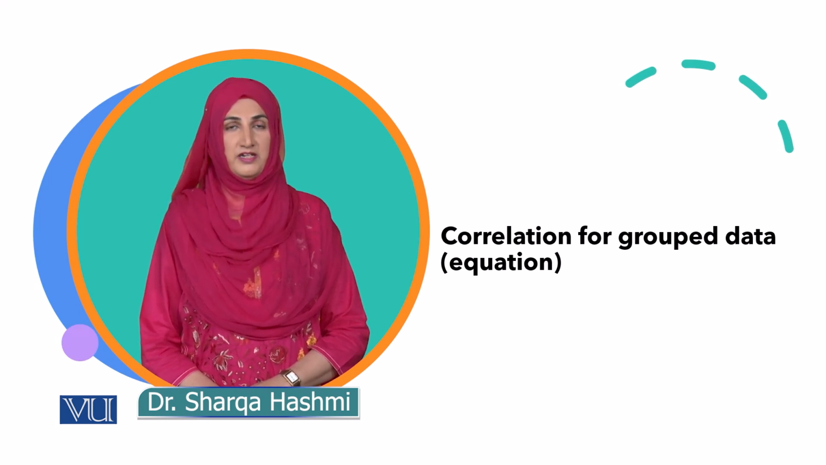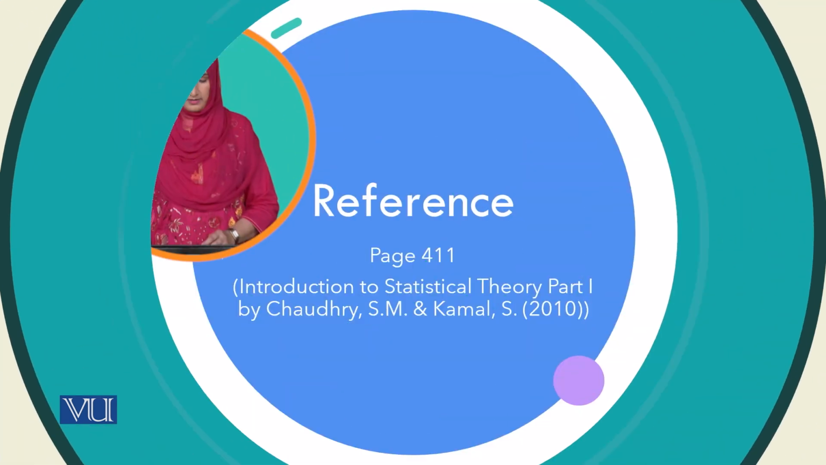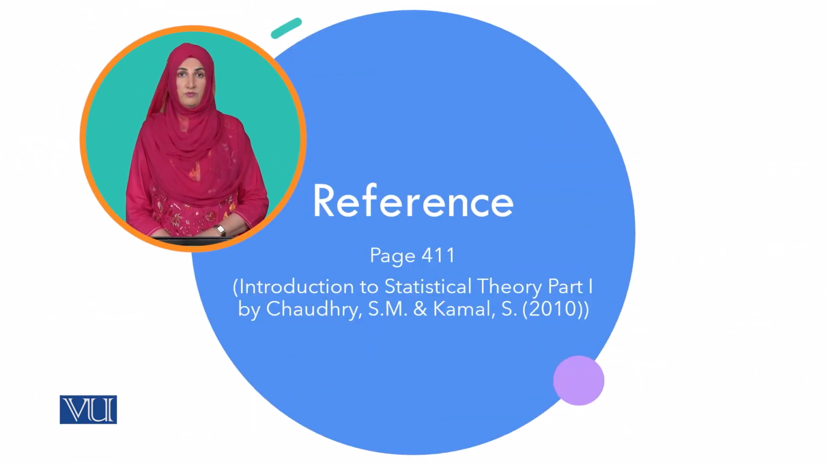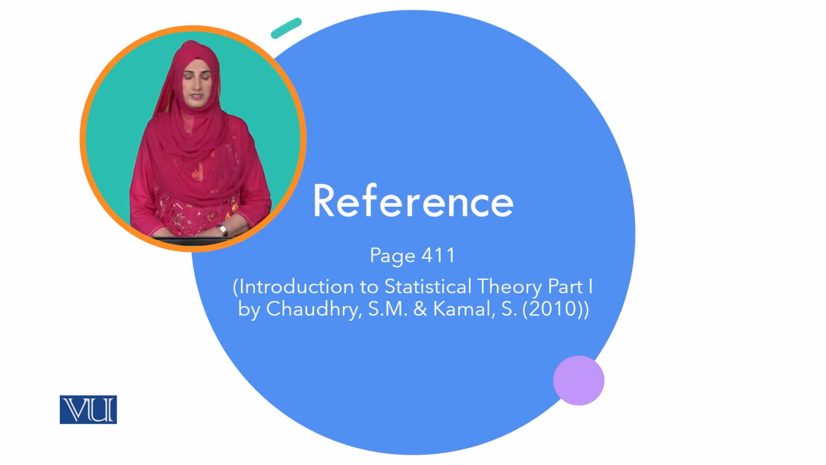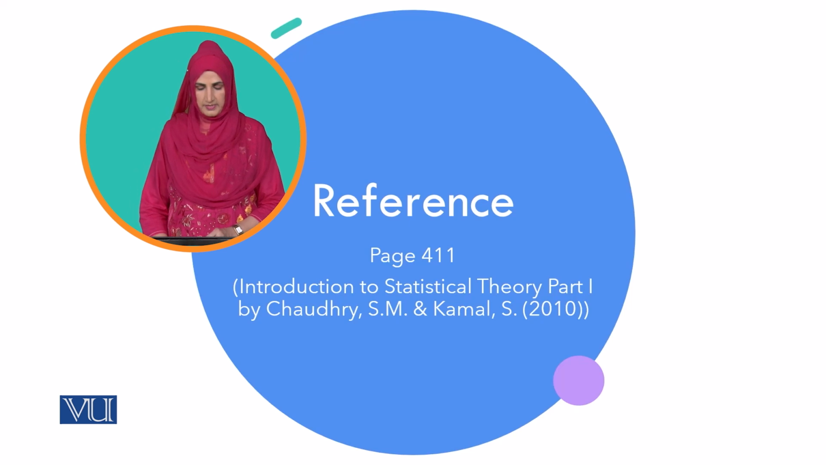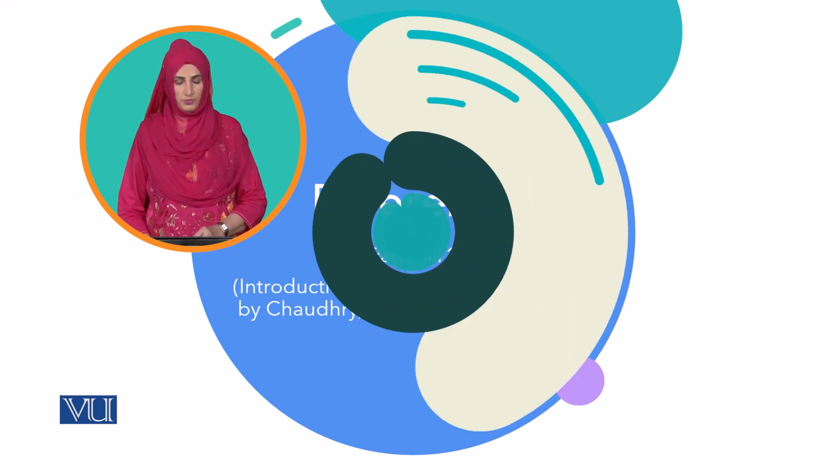Dear students, today we will discuss the correlation for the group data. If a bivariate table is given, it means x and y both are given, but along with this, one more thing is given, that is frequency. Then, how can we deal with it? This is the problem of today's lecture. Reference is page 411 of the book.